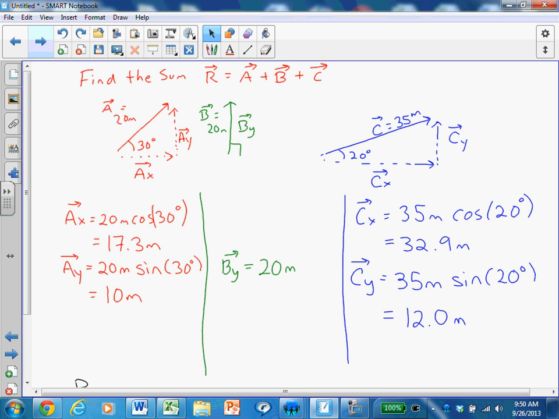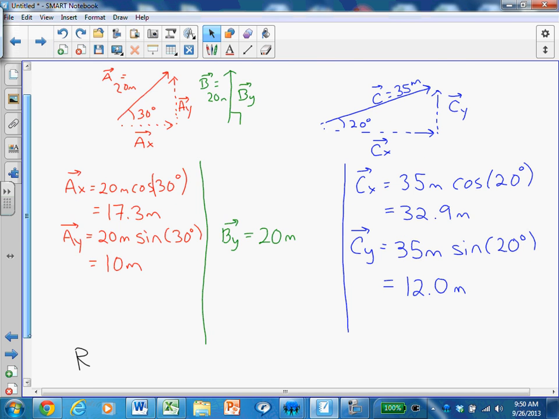You have A, B, and C. The first step is to find the components of each. A cosine 30 to get the x components. A sine 30 to get the y components. So we have three vectors, A, B, and C, and we're adding them. And we find the x and y components of each. That's step one. What's step two? Add the x and y components.